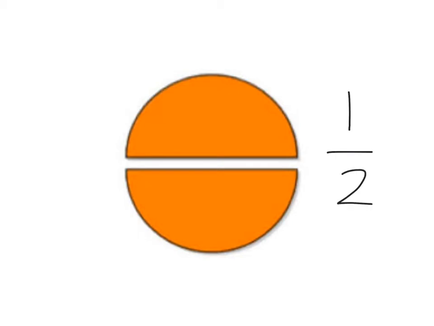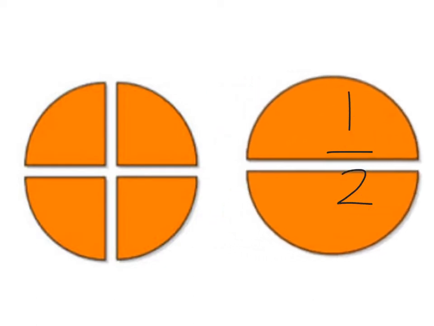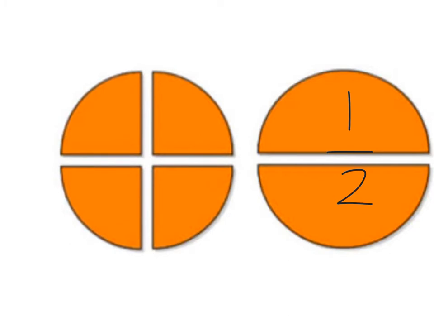Now let's look at the relationship between halves and quarters. This fraction is showing me quarters. Now if I move this aside, you can see that the halves and the quarters, it's just been halved again. So if I imagine that this line wasn't here, it would be a half. So a quarter is half of a half. It's just been halved again.